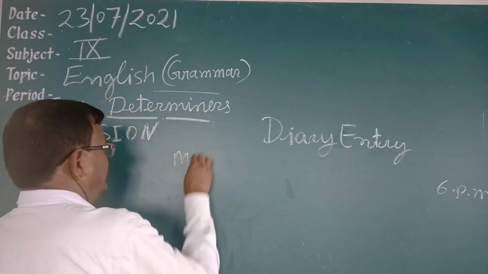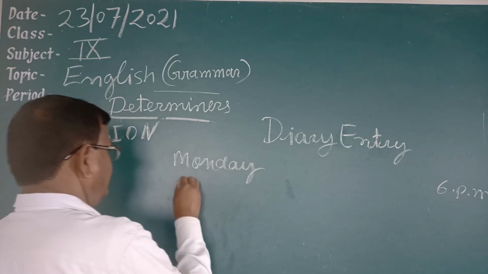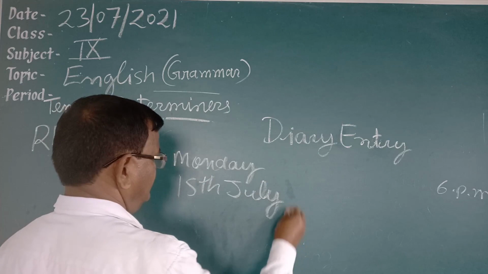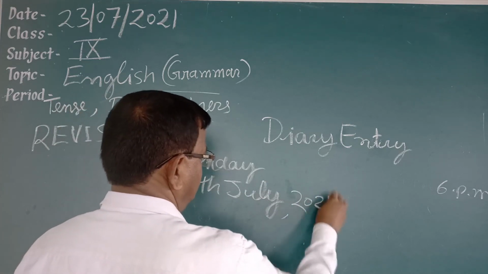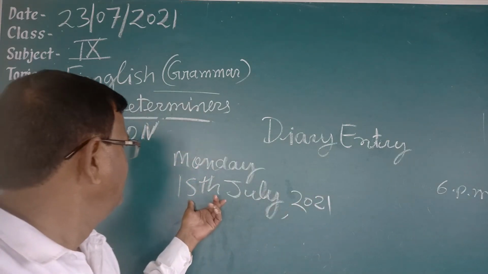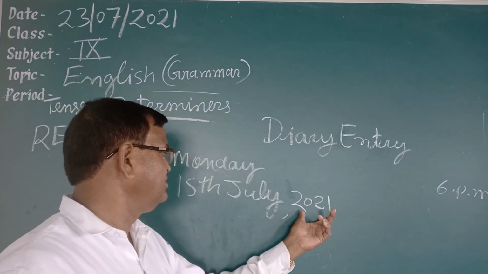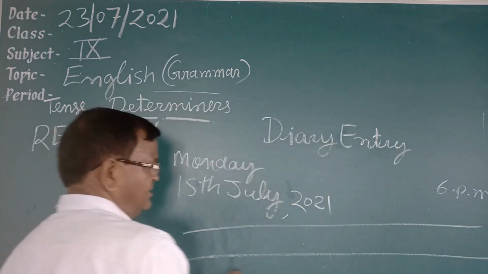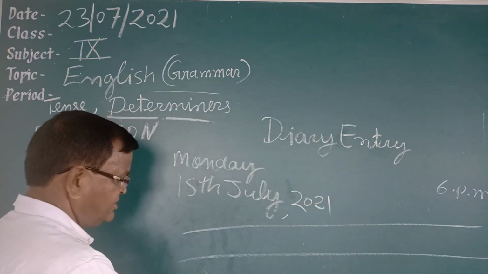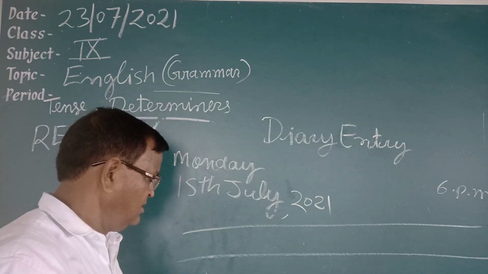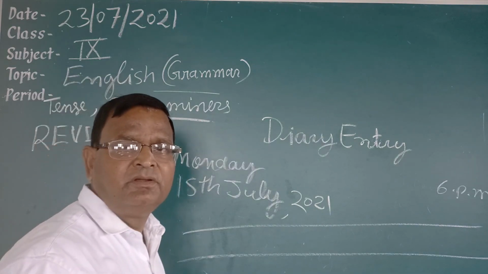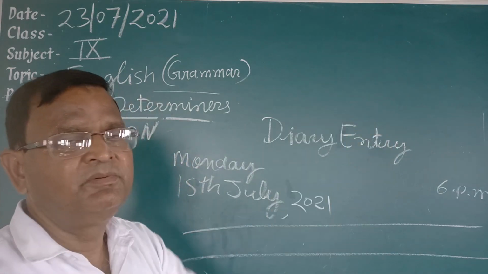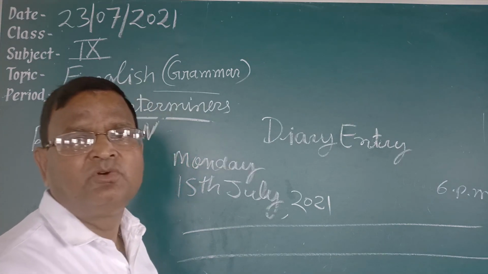Suppose you are writing Monday, any date, suppose 15th July 2021, name of day Monday. And from this place you will write the content. Students, if you put your signature here, or you write your name here, or you do not write your name here, it does not matter, because in the old rule, the name was not written here. In new published books, the name is given here. Either you can write your name or not.